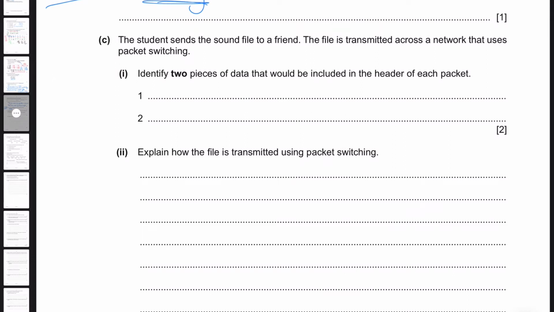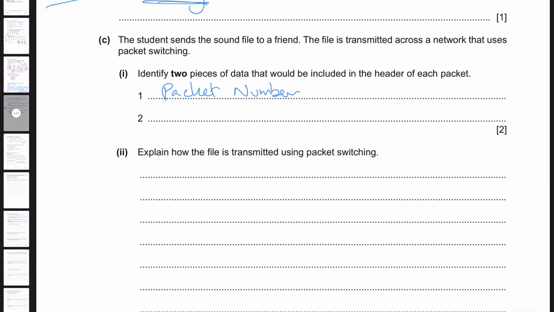Okay, so the header usually contains the packet number, and there's a beautiful video I've created on packet switching. But the packet number, because if it's broken up into different packets, then each of those packets would have its own unique number. We also need to know where it's going to, and we also need to know who is sending it.